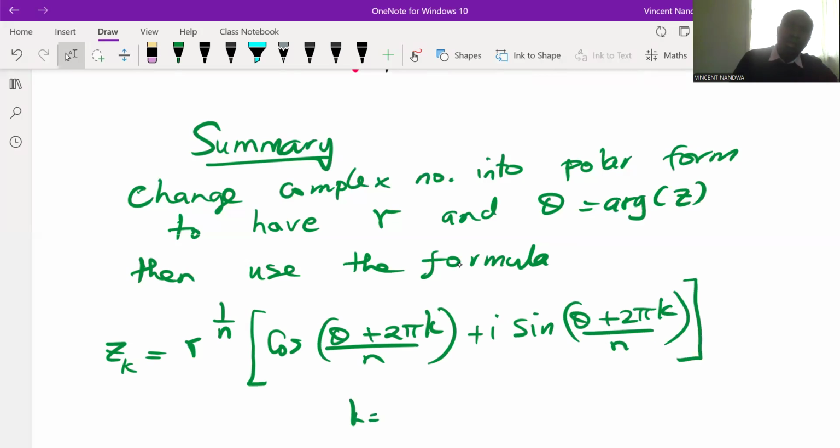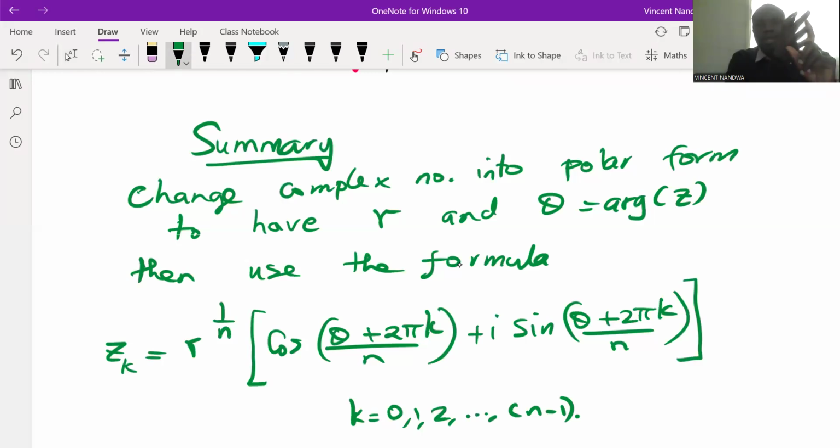And this k is restricted from 0, 1, 2. The last value is n minus 1. So this is how we find the nth root. The only key thing is find r, find theta, and then put those values in this formula, and you'll be finding each root one at a time. So you count k from 0 up to n minus 1. Good.